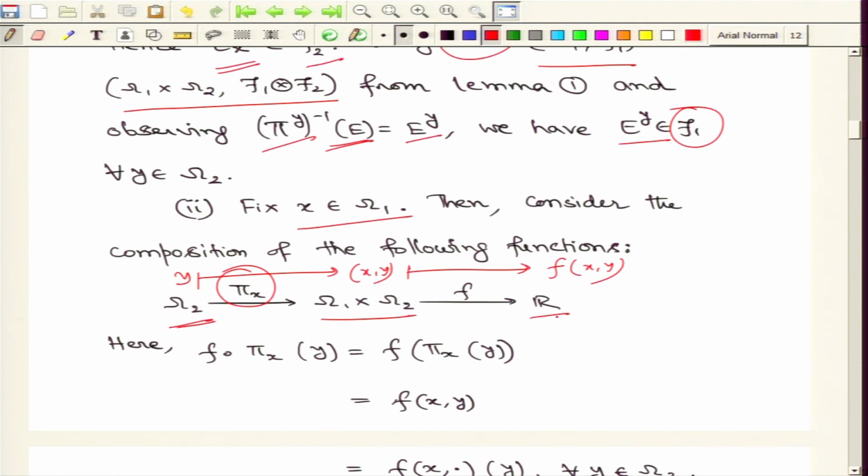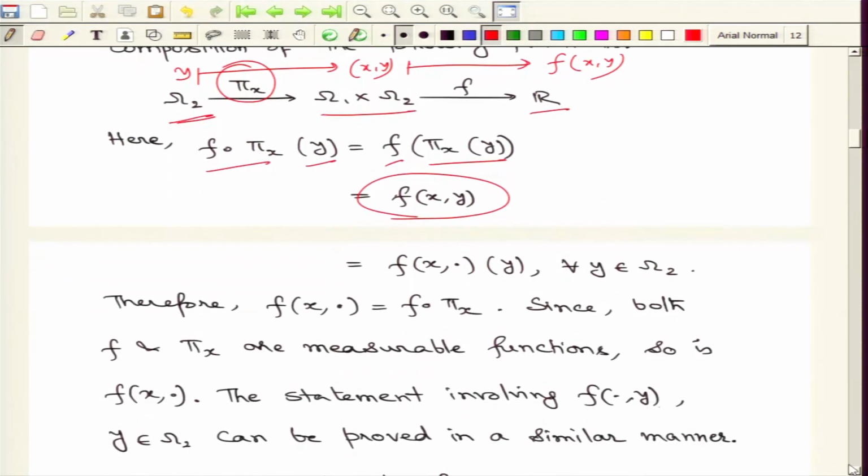Now, here let us look at this composition of functions evaluated at a point y in the domain omega 2. Here we use the definition of composition of functions. So, first evaluate the function pi x and then evaluate the function f. So, this will just give you f of (x, y) as seen in the diagram above. Now, as a consequence you can write it as f(x, ·) acting on y. This is the function which we have described in the statement, and hence what we have just identified is that f(x, ·), that function is the composition of the functions f and pi x.